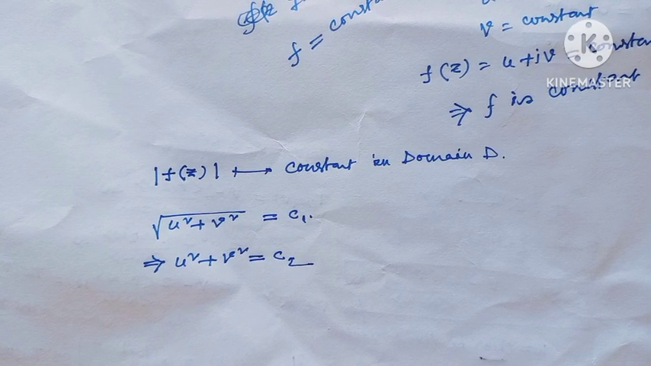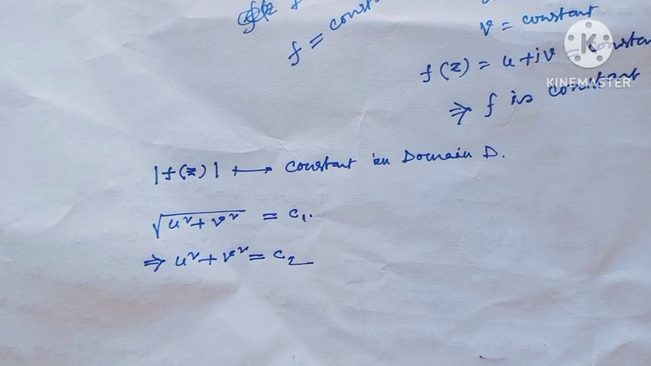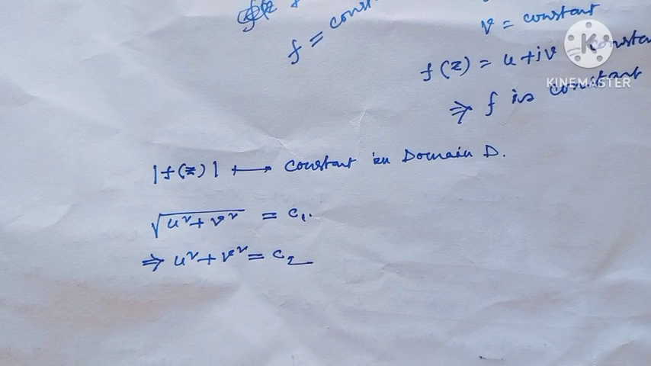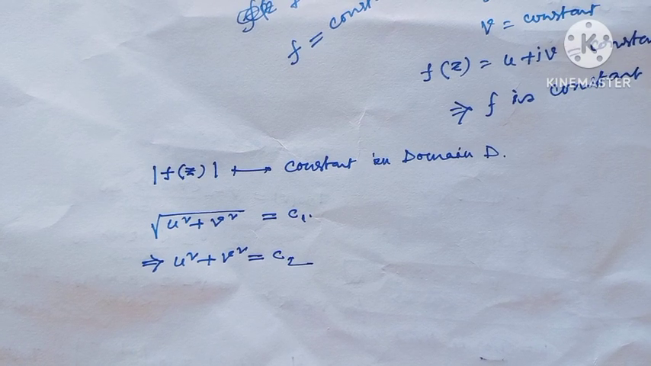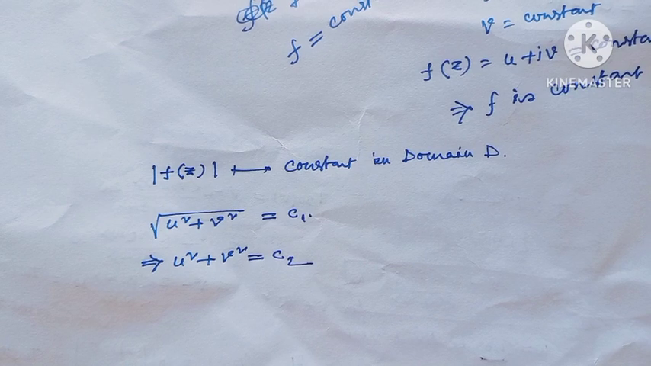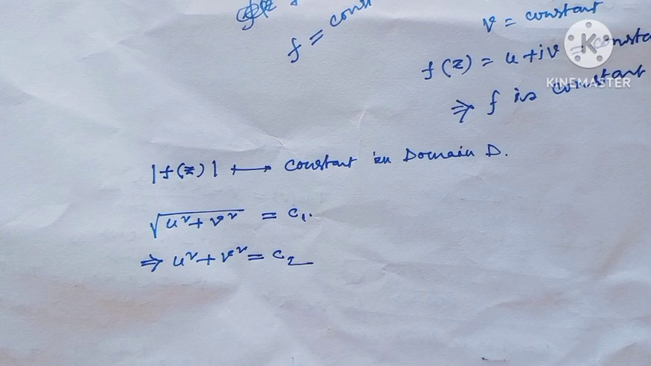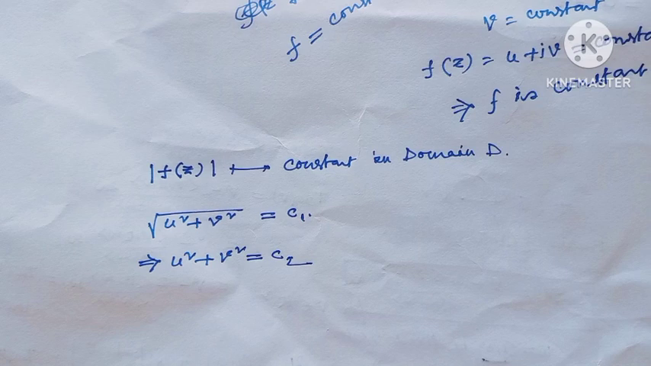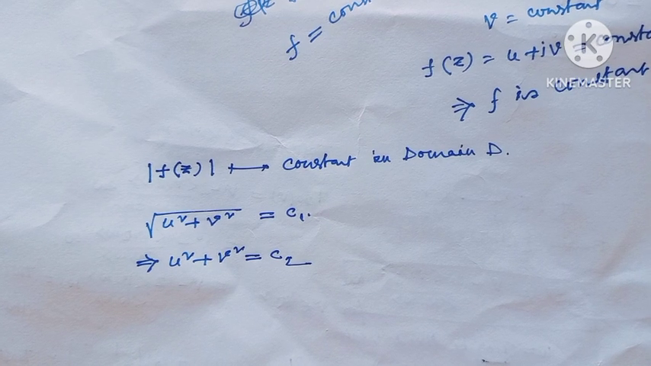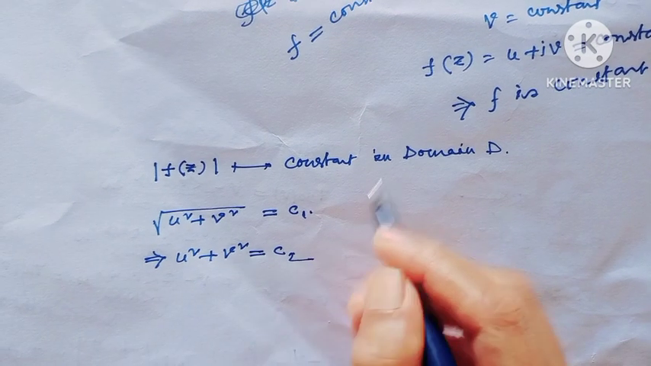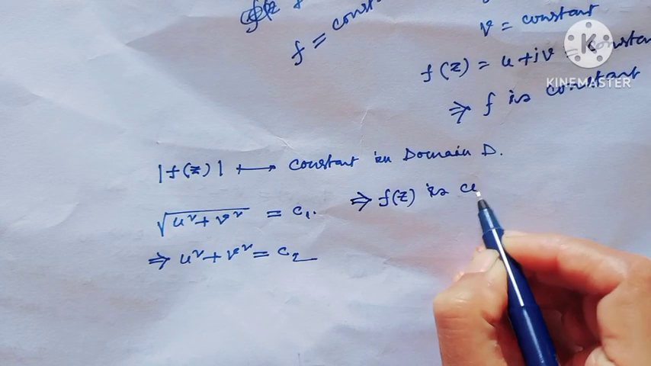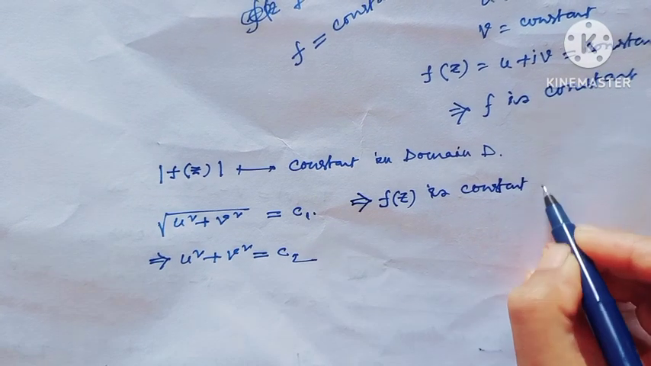If the modulus of f(z) is constant in a domain D, where D is a connected set, and the modulus of f(z) is constant means square root of u squared plus v squared equals c1, that implies u squared plus v squared equals c2. If this is constant, then that implies f(z) is constant in the domain D.